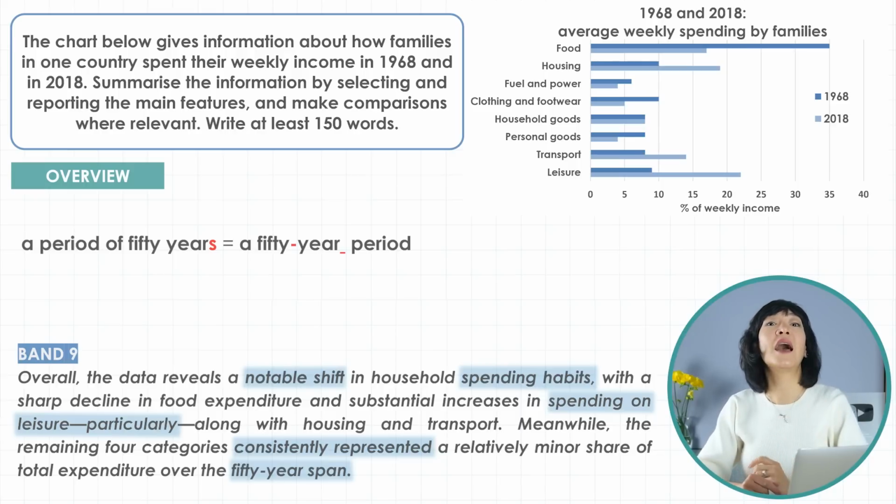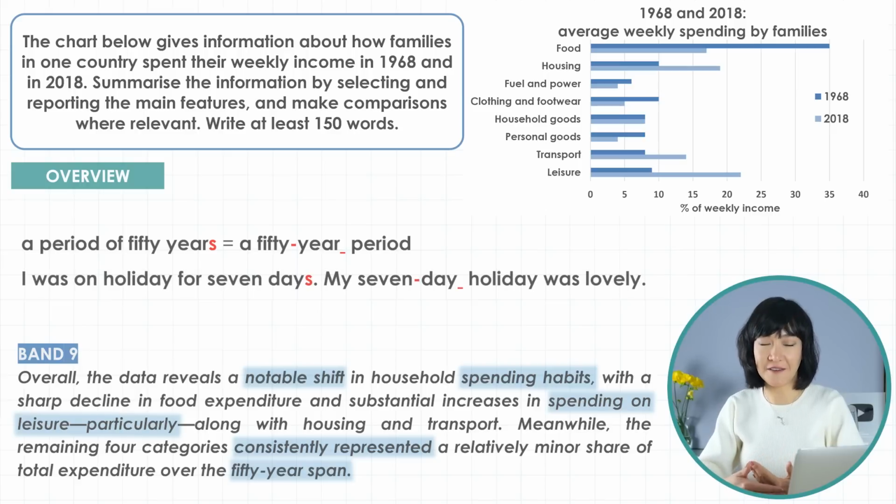For example, I was on holiday for 7 days. My 7-day holiday was lovely. Here, my students sometimes think, okay, the overview's done, now I just need to report all the percentages and I'm done. Not that easy. Let me show you how to write body paragraphs that can get a band 8 or 9 score.